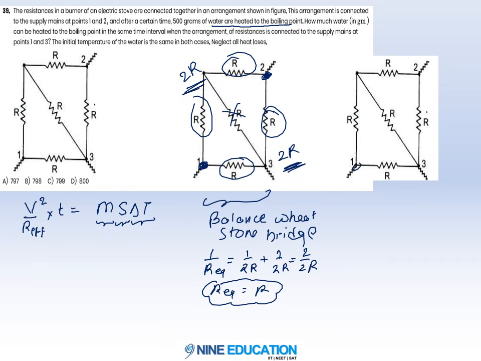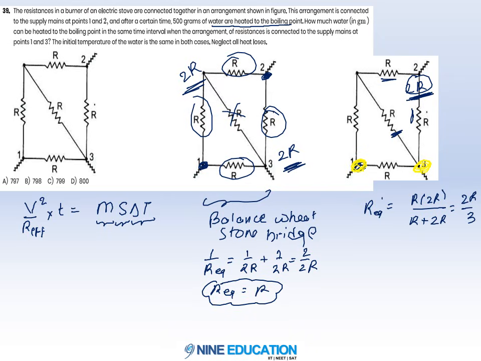But in this case, when the power supply is between 1 and 3, this resistor and this resistor are in series combination, so the equivalent becomes 2R. This 2R and this R are in parallel combination, so their equivalent, R dash, becomes 2R times R upon R plus 2R, so 2R by 3.